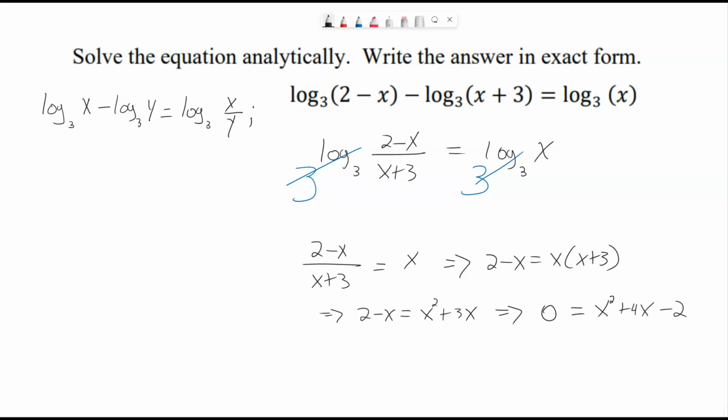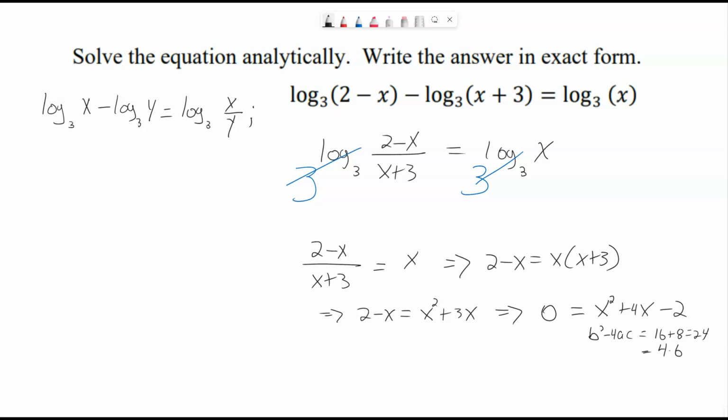This looks great till we realize it doesn't factor. Okay, then we solve it. I like to do the discriminant first, b squared minus 4ac, and then use the quadratic formula. This would be 16 plus 8 is 24, which I would write as 4 times 6.